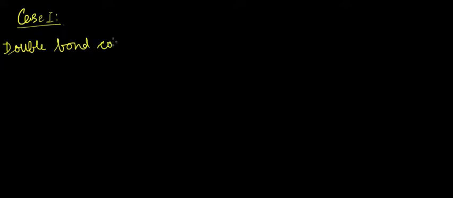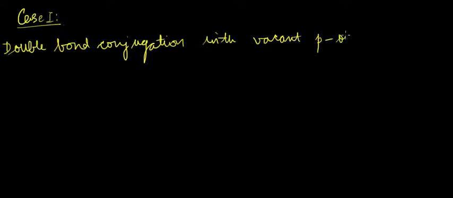Okay, hi guys. So in this lecture we'll be starting off with case 1 of resonance. So let me put down the heading. Case 1. So case 1 is double bond conjugation with the vacant p orbital or carbocation.